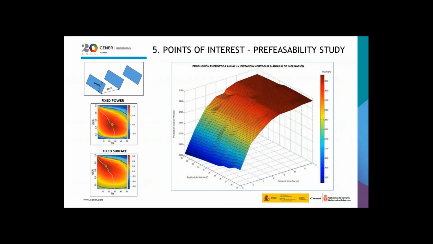This is an example of a previous study for a fixed installation, varying tilt and pitch. This type of study can be very useful to identify possible designs or distribution options of the photovoltaic field, maximizing production and ground coverage ratio.